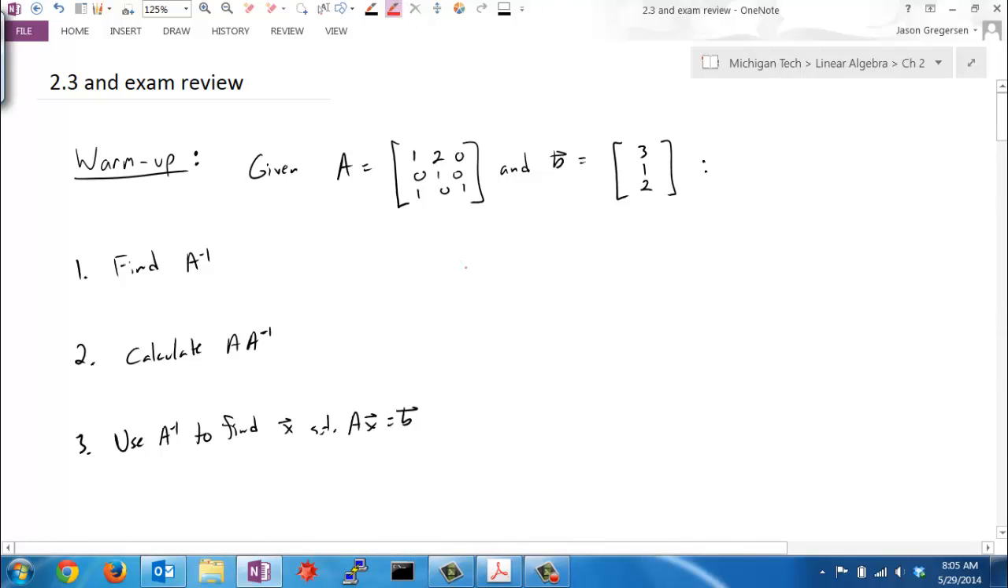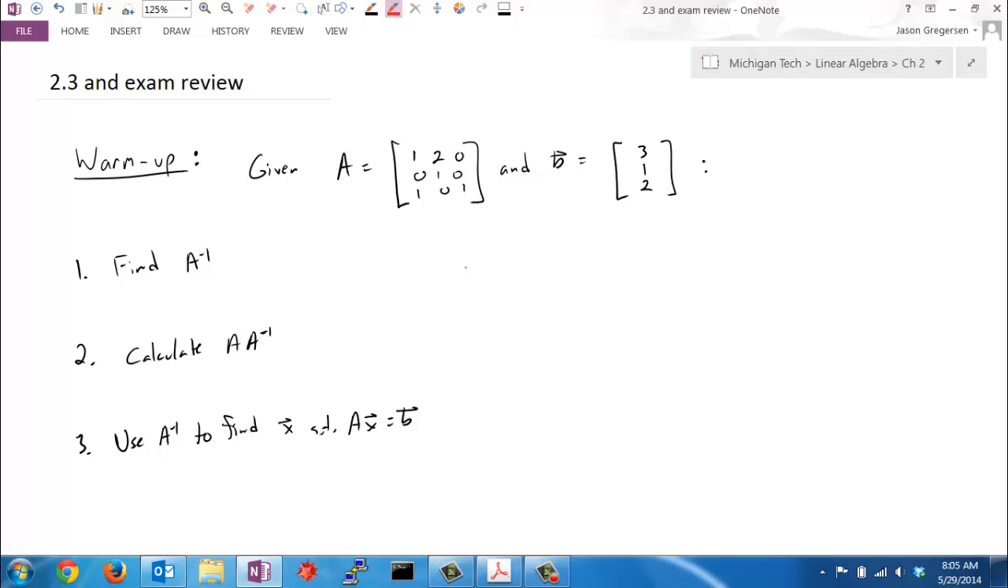All right, let's take a look at the warm-up this morning. So the warm-up gives us a matrix A and a vector B, and we have three tasks here. One, to find the inverse matrix, if it exists. Two, once we find it, to verify it by seeing if A times A inverse gives us identity. And lastly, to use the inverse to solve the matrix equation.